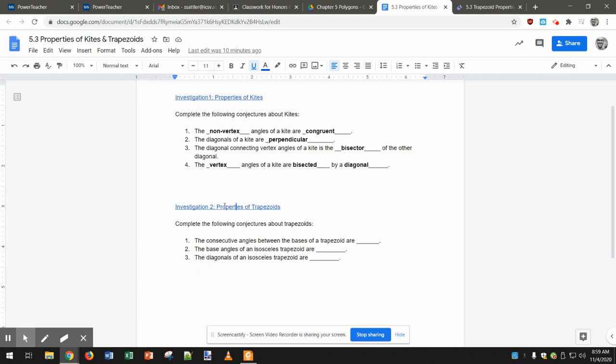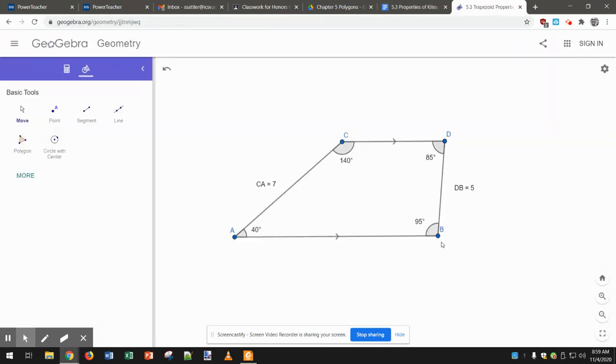Okay, in this video, we're going to fill in the conjectures for trapezoids. So the first one we're going to look at is the consecutive angles between the bases of a trapezoid. If you click on this, it opens up the trapezoid, and I've already measured the angles. Remember, a trapezoid has one set of parallel sides, but the other two sides are not parallel and cannot be.